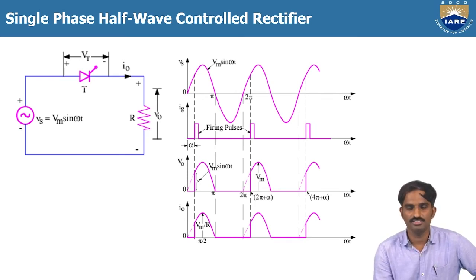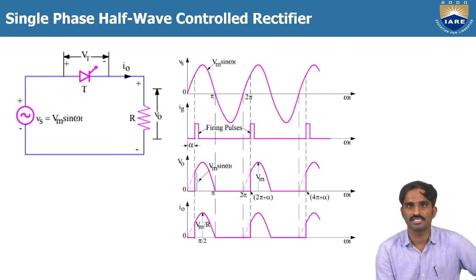But still the thyristor is not in conduction mode, even though you are giving a positive voltage across the thyristor with respect to the cathode, which means the anode is positive and the cathode is negative. After some delay, we give the firing pulse. The delay angle we call alpha, which is the firing angle. So we give a pulse to trigger the thyristor.